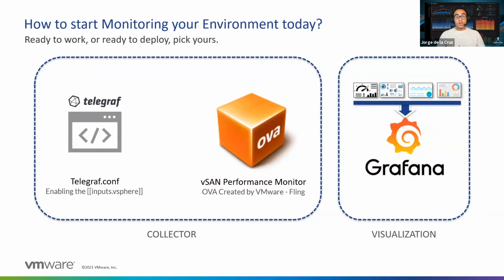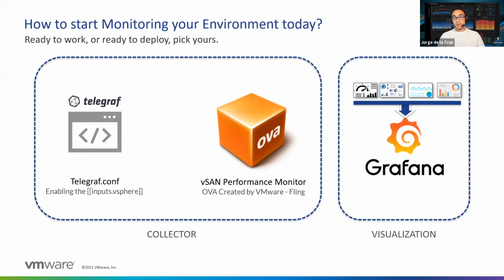How can you start monitoring your environment today? There are a few different ways. The first one is installing Telegraf on Windows, on Linux, it doesn't matter, or on a container, on Docker. You can install that super simple. Or you can just download everything. If you go to the VMware Flings page, you will see what is called vSAN Performance Monitor. That is an OVA created by VMware probably a year and a half, maybe 2 years ago.